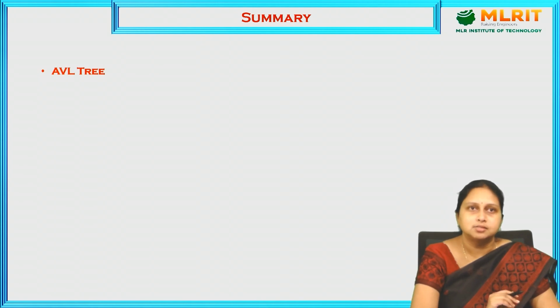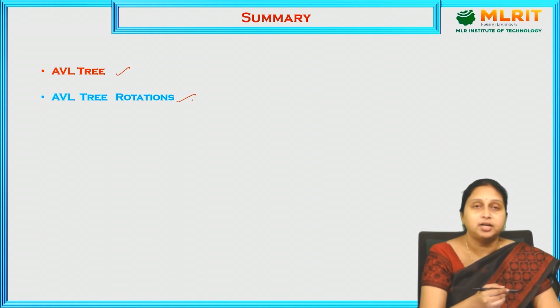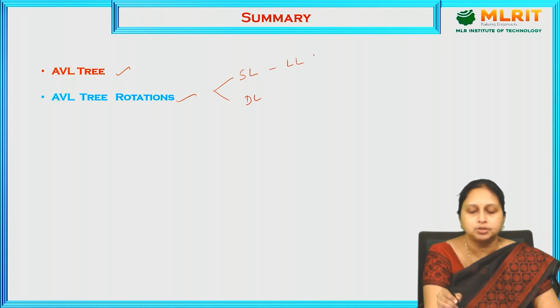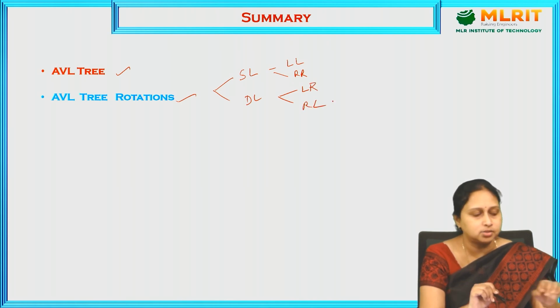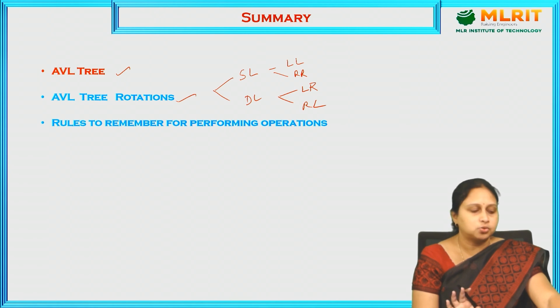Now, what we have discussed in this session: we have seen what an AVL tree is and the different AVL tree rotations. We have 2 types of rotations, single rotation and double rotation. In single rotation, we have seen LL rotation and RR rotation, and in double rotation we have discussed LR and RL rotation. And we have seen some points to remember when you perform operations like insertion, deletion and searching on AVL trees. These are some of the rules you have to remember. I hope you understand this concept. Thank you.